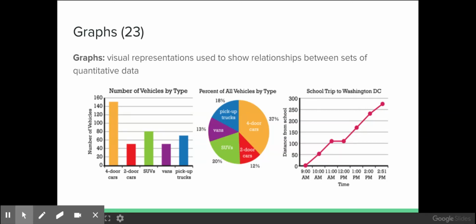We talked earlier about how graphs are really a specialized type of model. It's a visual representation used to show the relationship between sets of quantitative data. Different graphs are more useful to use in different circumstances.